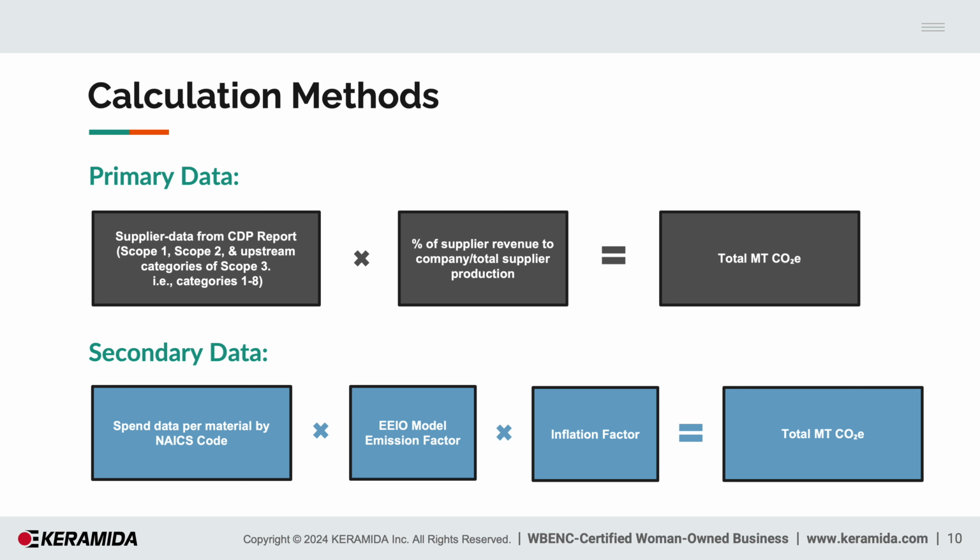So the process is to map your spend data categories to these codes, which have an associated emission factor, and then adjust by inflation, since this data set is based on spend data from a specific reporting period. So it might not always align with the data that you are calculating for that reporting period.